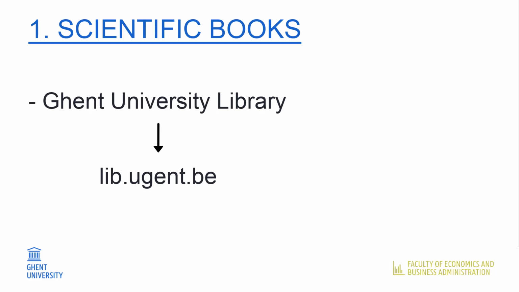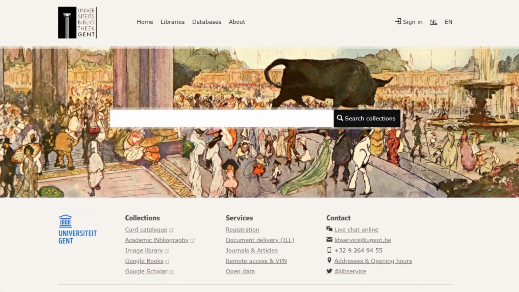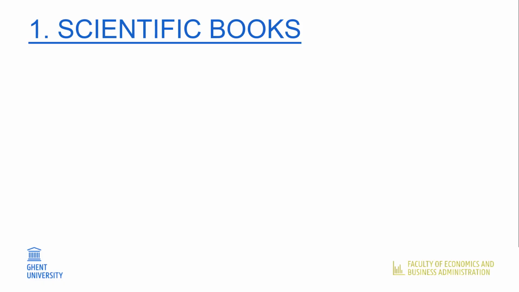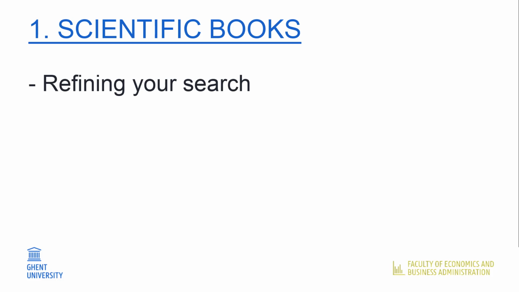lib.ugent.be. The homepage of Ghent University Library contains a search bar where you can type one or more search terms. Typing the search terms sustainable management, for example, into this search bar and pressing the enter key leads you to a results page. This list contains 4,270 search results. Obviously, that is too high a number of results to evaluate one by one and to judge their relevance to your research. Therefore, you will need to focus or refine your search to reduce the number of results to a more manageable amount.